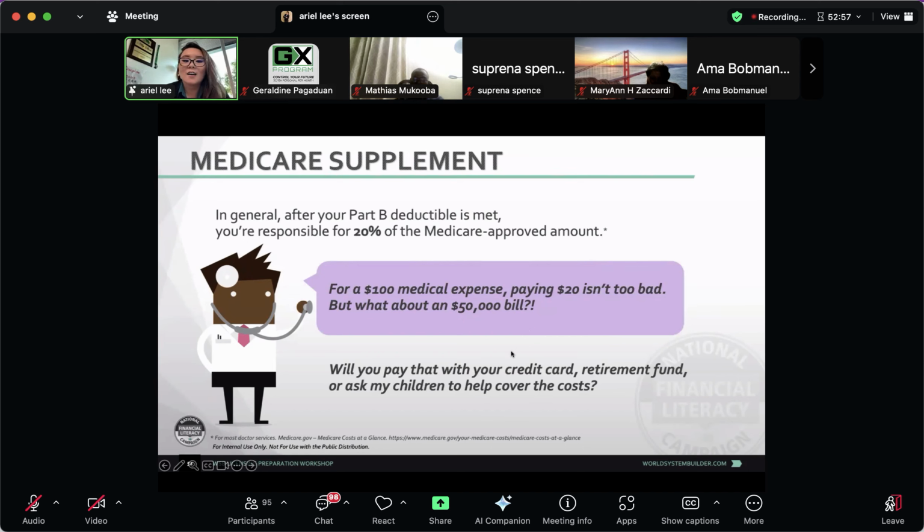So if you have a hospital bill, are you going to pay with your credit card, retirement fund, or is your kid your piggy bank? Right? I have a 9-year-old right now. I don't think he's gonna be my piggy bank yet, right?